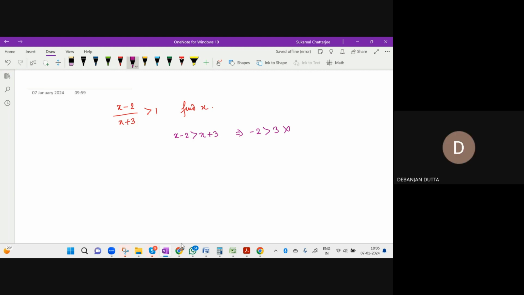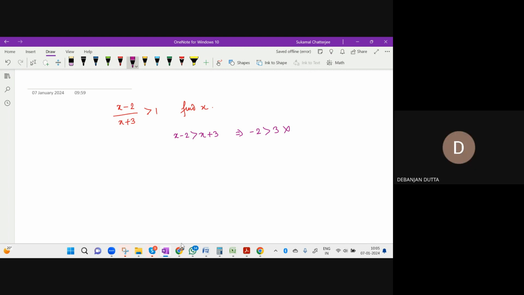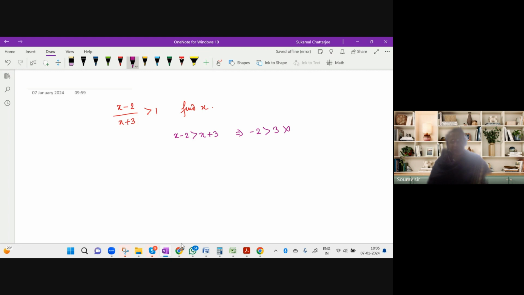Sir, if x is a big negative number, it will satisfy. Tell me the solution. You have to give me a solution, right? So you are saying there is a solution. Yes, you're right. There is a solution.